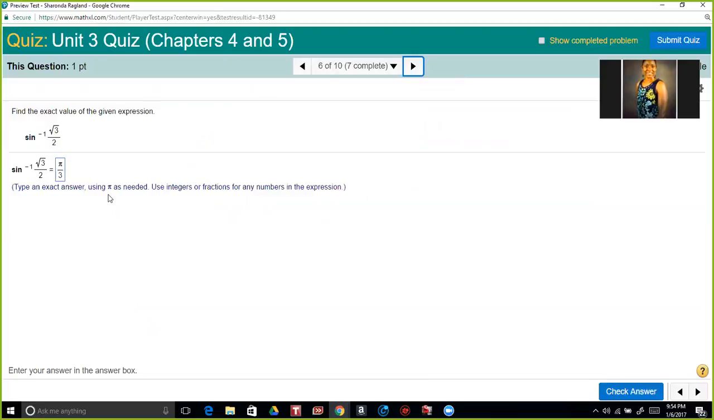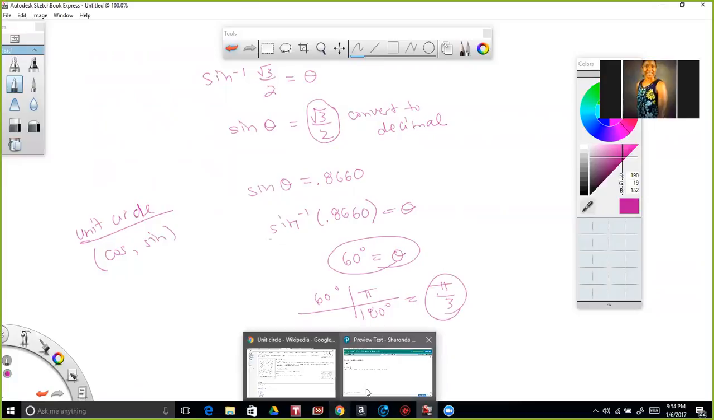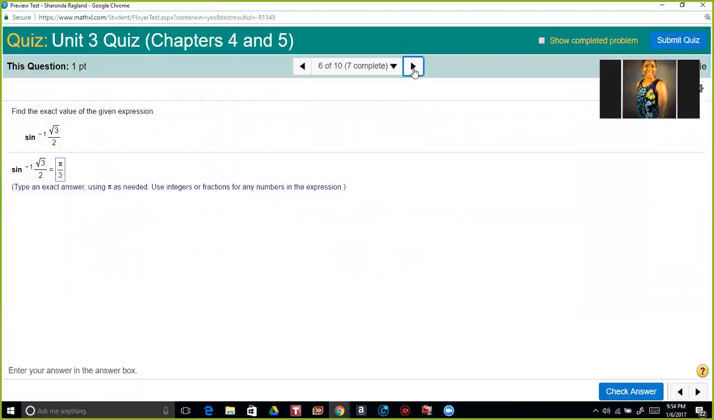Oh, and so since they wanted it in pi form, let's go back, because 60 degrees is in degree mode, so we can easily convert the degree to radian, and so 60 degrees to radian form is 60 times pi over 180, correct? And so that would be pi over 3 in radian form. All right, so good. We have to be careful what they ask for. All right, so now, that's that one.